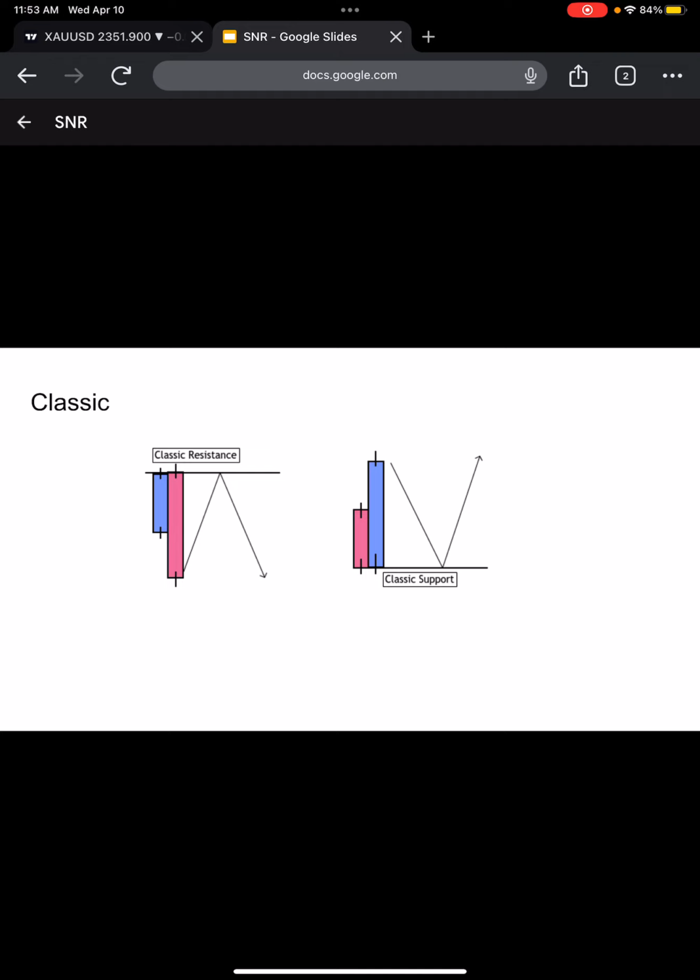Classic, obviously the classic looks like this. It's 2 of the opposite candles. So you have a classic resistance and a classic support. Usually they're engulfing candles, not all the time, but this is essentially just 2 opposite candles that form a classic support and resistance level.